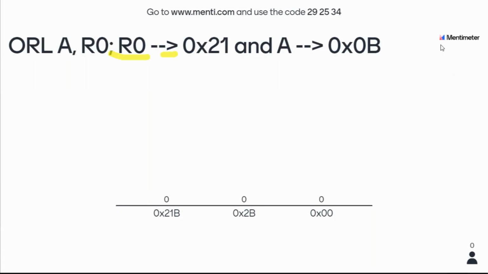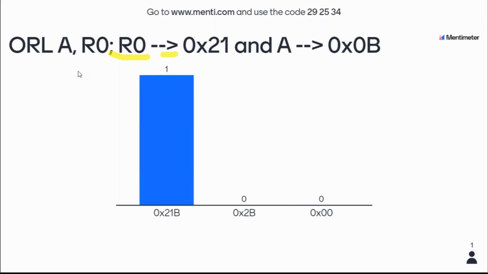So you have the question open. You can use the same. If you click when the presenter has gone to the next slide, I think you will be able to see it there itself. The question remains the same as what you saw on the simulation. So you have ORL A, R0. R0 is 21 and A is B. So we have to find the answer for that.